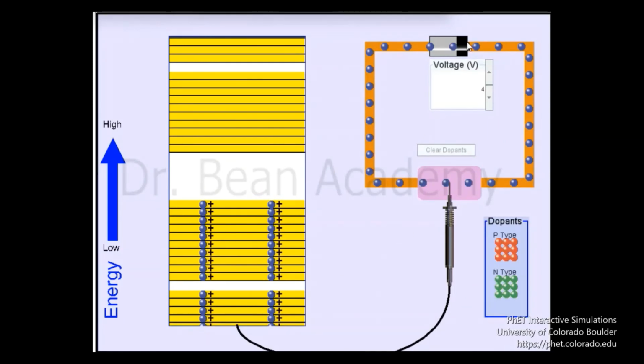I have a battery and I have applied plus 4 volts. Here is the positive terminal of the battery. Here is the negative terminal of the battery. Here I have p-type silicon, n-type silicon. So my question is about p-type silicon. So I will put p-type silicon here and let's see what's happening.